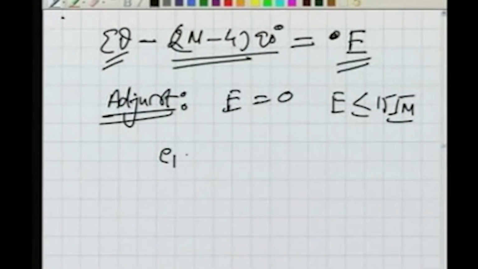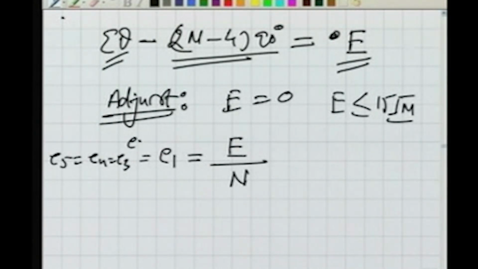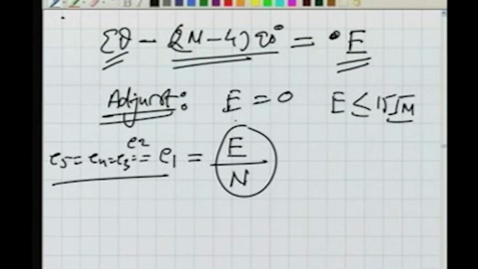For any angle, let us say I write E1 is the error in angle theta 1, then it can be written as the total error divided by the number of sides. So what we are doing basically, this E1 is the same as E5, E4, E3 and E2, all are the same. We are equally distributing this total error in all the internal angles.